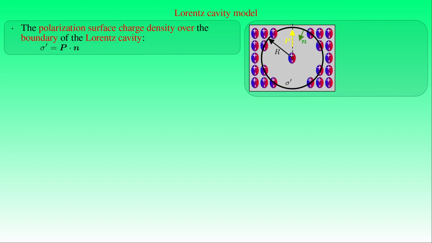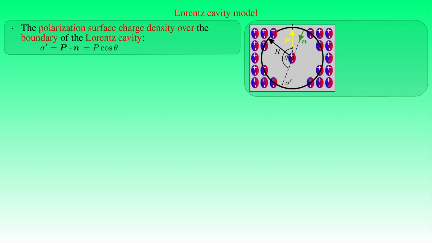If the dielectric medium is homogeneous and isotropic, then the polarization P produced by the uniform electric field E naught is uniform as well. Therefore, the vector field P has a fixed direction, and we can introduce the angle theta between the unit normal n at any point on the cavity surface and the direction of the polarization field P. Then the polarization surface charge density sigma prime is given by the magnitude of the polarization field P times the cosine of the angle theta.